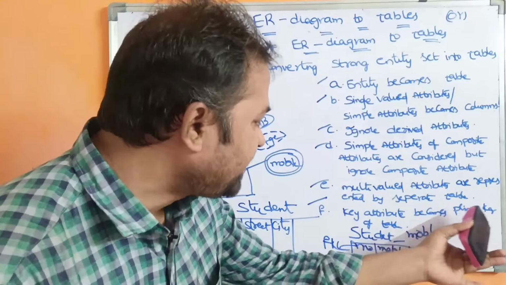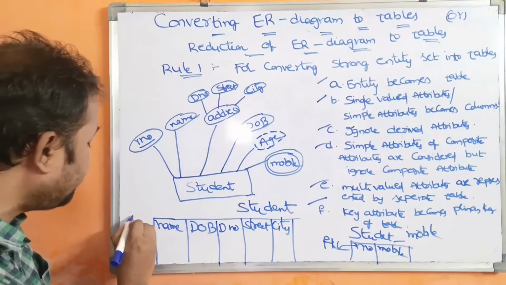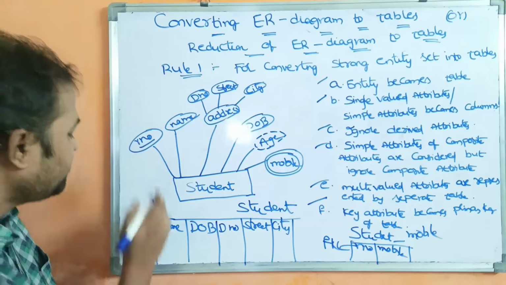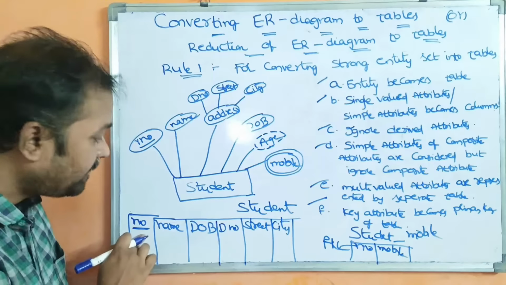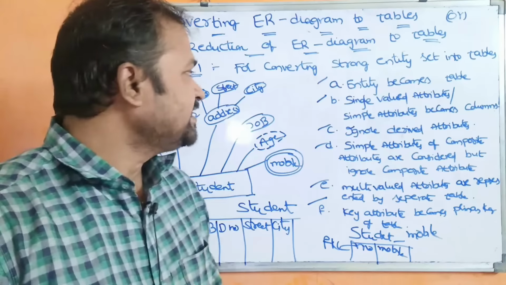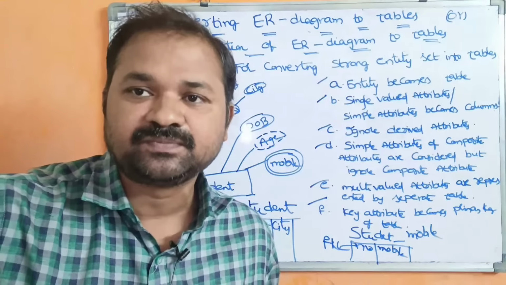So this is about multi-valued attribute, and the last one is key attribute. Key attribute will become the primary key of the table. So here, what is the key attribute? Roll number is the key attribute. Now this roll number will become the primary key of the table. So in this way we can convert a strong entity set into a table.